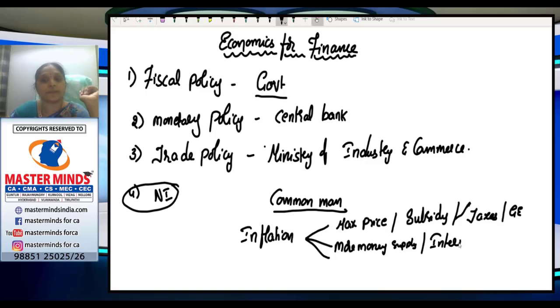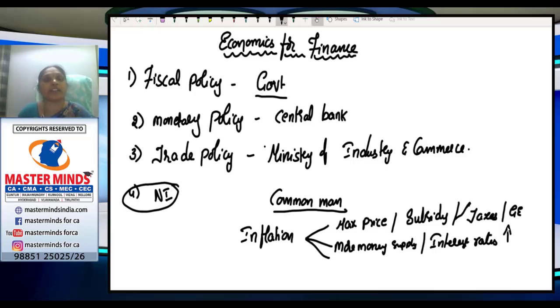Interest rates. If the government raises interest rates, what happens? The cost of borrowing, the cost of purchasing becomes high for all the common people. Automatically, they reduce their consumption. If they reduce their consumption, automatically aggregate demand decreases.